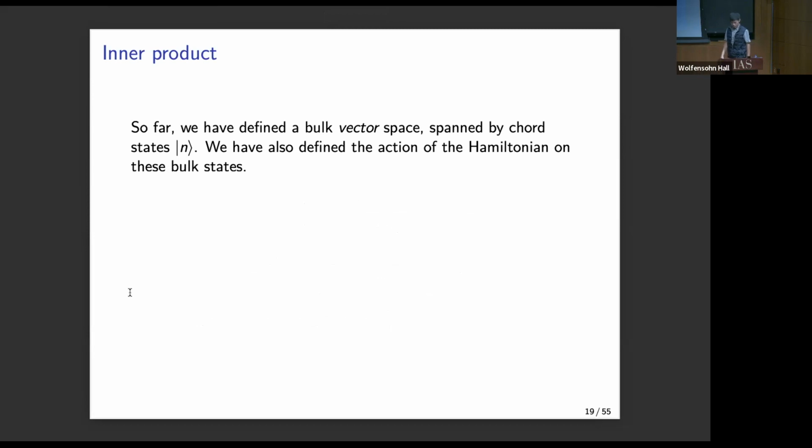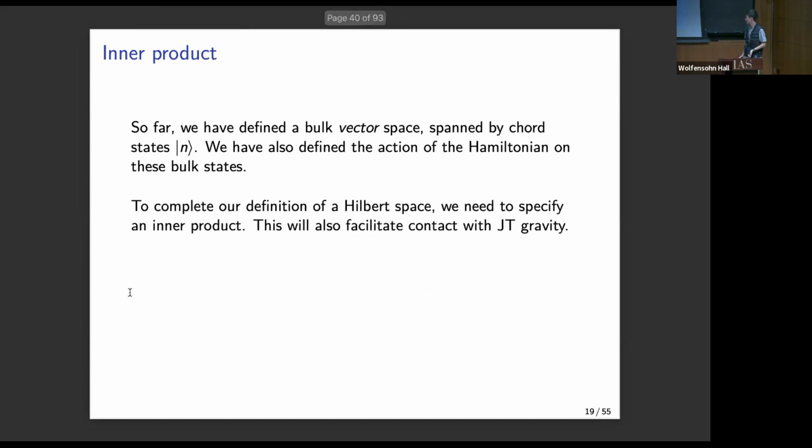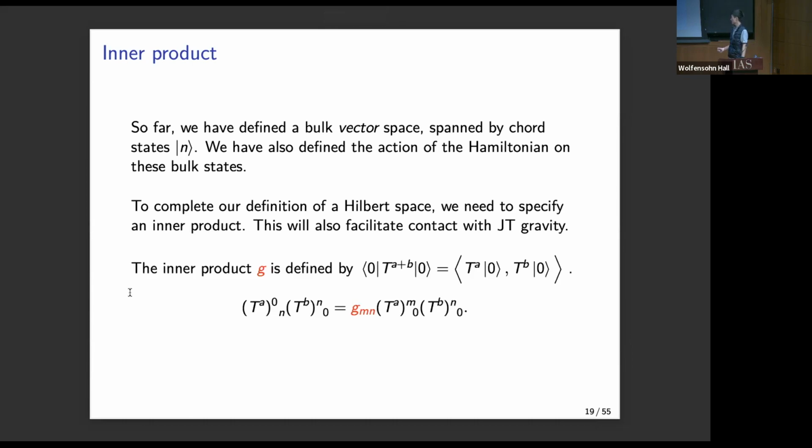Now, so far, I've only discussed a bulk vector space. So it's a span of a bunch of these vectors. In order to make it a Hilbert space, I need to specify the inner product. So the inner product will also help us facilitate contact with JT gravity. And it is simply defined by this equation. So the idea is that you view this transition amplitude as an overlap between states. Okay, and this gives you some equation for the inner product.